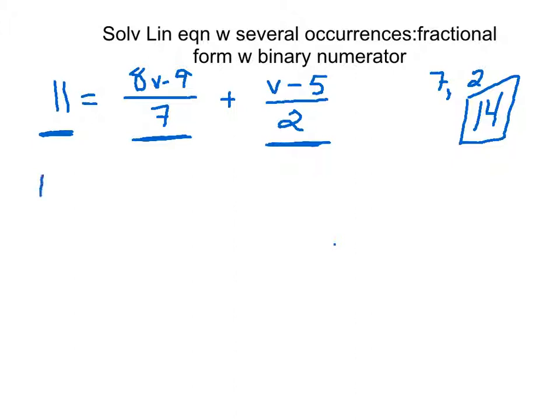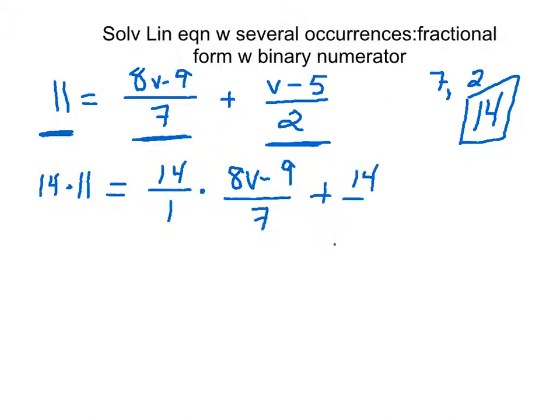Alright, so take our magic number, 14 times 11. We're basically just copying, but we're putting a 14 in front of each term. And then 14 over 1 times 8v minus 9 over 7. Does that look ugly? Sure does, but don't sweat it. Plus 14 over 1 times, copying this over neatly. And again, like I've said in other videos, copying it over neatly, taking your time are going to really help you. It's what I call good housekeeping. It's going to really help you stay on task and get the right answer.